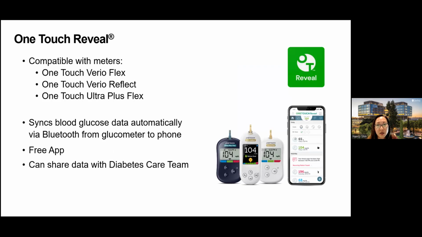One of the more common glucometer apps is the One Touch Reveal. One Touch Reveal is compatible with certain One Touch products. The VarioFlex, Vario Reflect, and the Ultra Plus Flex. These are their newer models of glucose meters. The prior basic Vario or Vario IQ, unfortunately, does not sync to this, so it does have to be one of these three.